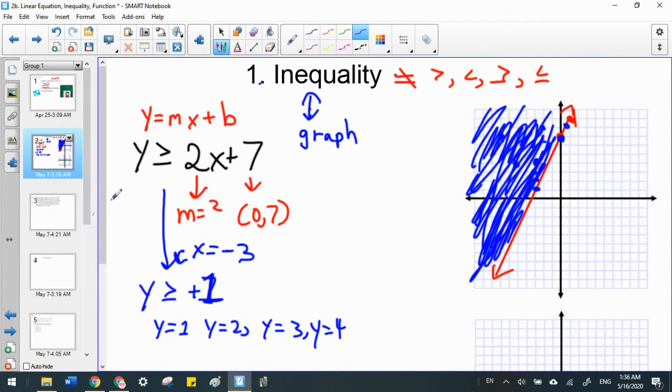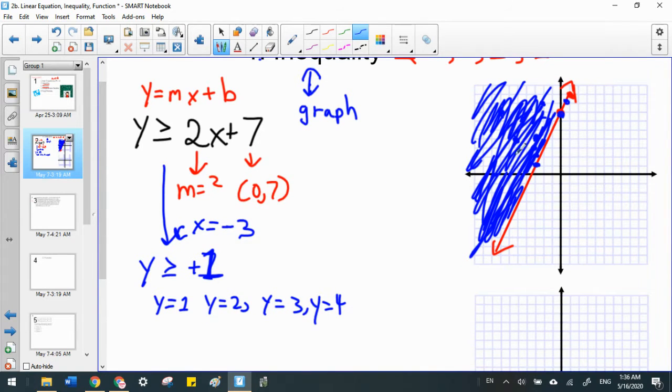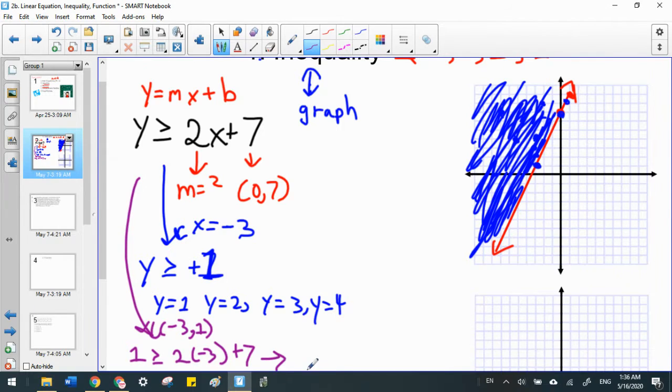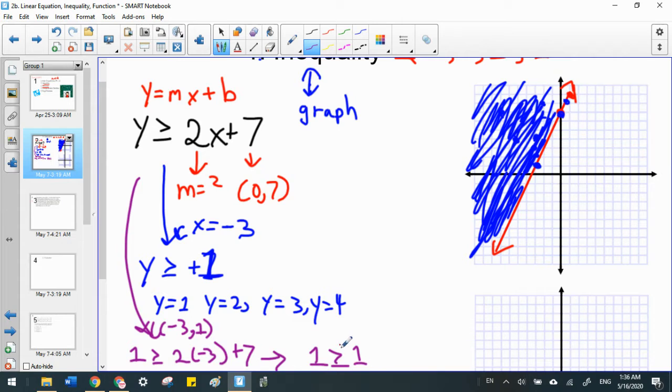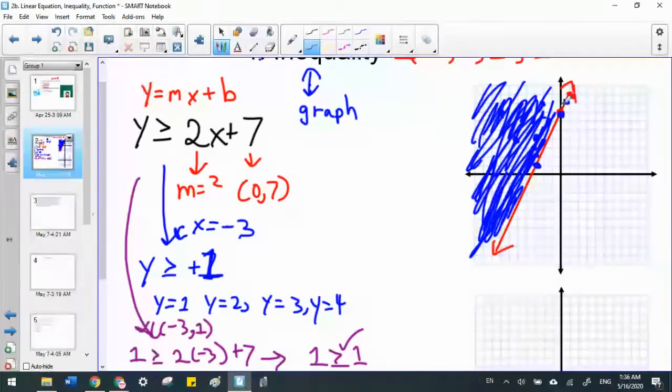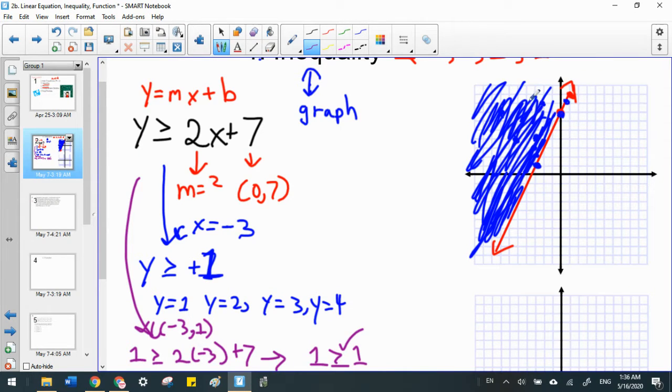For example, if I tried plugging in -3, 1, which is on the line, into this inequality, I would get 1 is greater than or equal to 2 times -3 plus 7, which would leave me with the inequality of 1 is greater than or equal to 1, which is a true statement. So then in this case, the solutions or the points on the line would be solutions for the inequality.